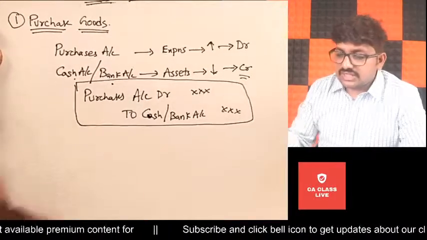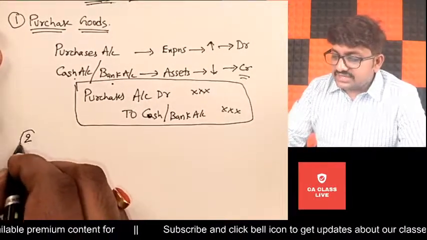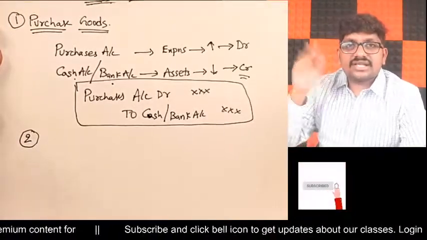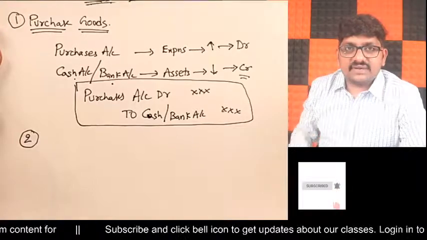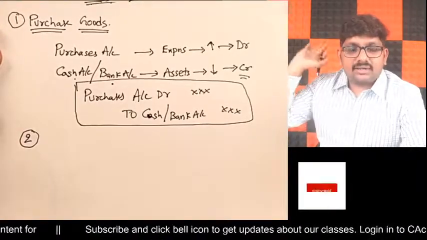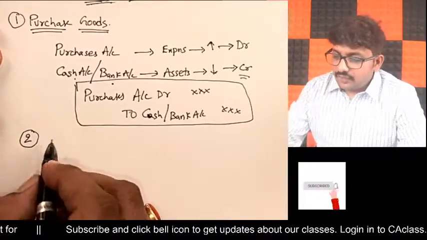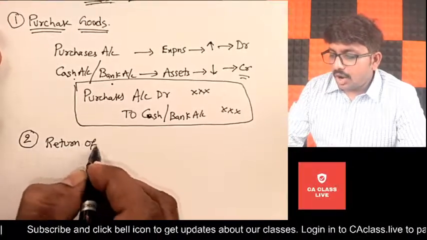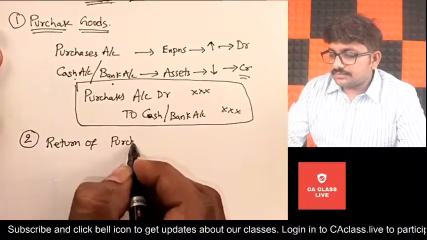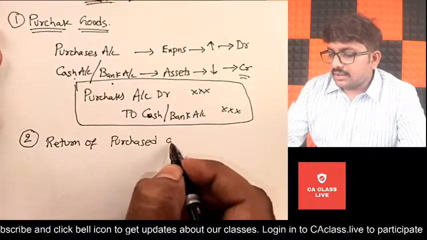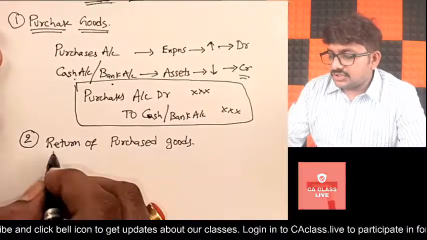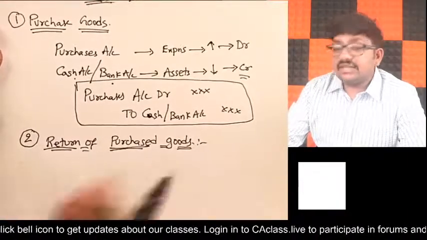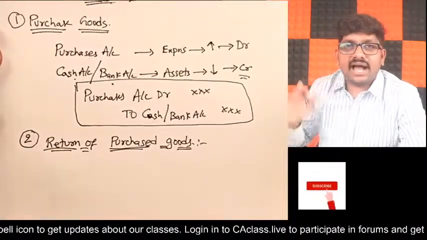What is my next one? Imagine if these purchased goods are returned. I am giving these goods back. I don't want this, take it back. We are giving our goods back to the seller. So we are doing return of purchased goods. Whatever goods I have purchased, I am giving them back now.